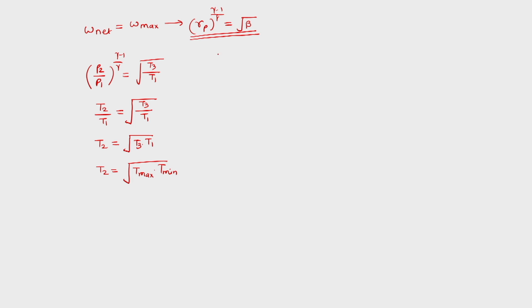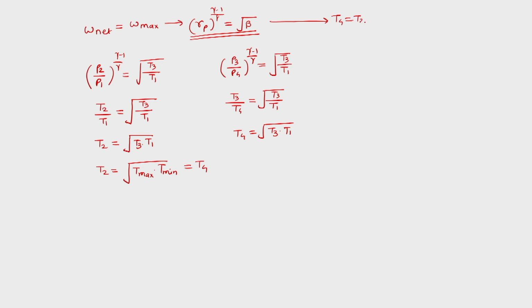But there is one more thing. This Rp can also be written as (P3 by P4) bracket raised to (gamma minus 1) upon gamma, which is again square root of T3 by T1. What is (P3 by P4) bracket raised to (gamma minus 1) upon gamma? That is T3 by T4, which is square root of T3 by T1. So what we get here is T4 is equal to square root of T3 into T1. So T4 is equal to T2 is equal to square root of T max into T min. So at this condition, we practically get T4 equal to T2.